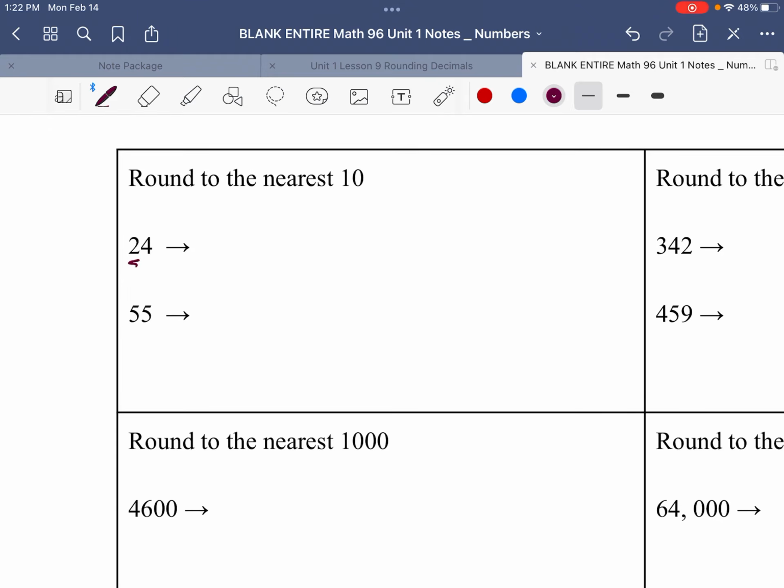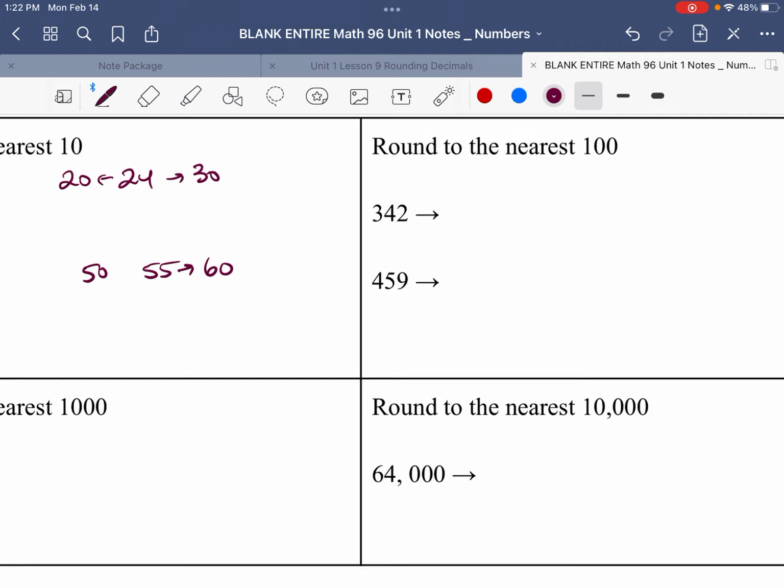So we want to round to this place value, so we're going to look to the right. It's a 4, so we round down to 20. And 24 is in between 20 and 30, but it's closer to 20. 55, we're rounding to the tens position, so we look to the right. And it's a 5, so we round up to 60. And 55 is in between 50 and 60, but because it's at 5, you round up to 60.